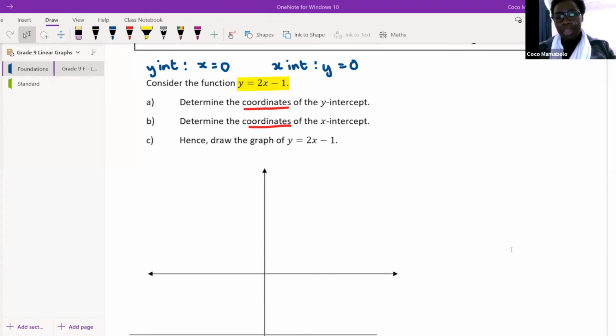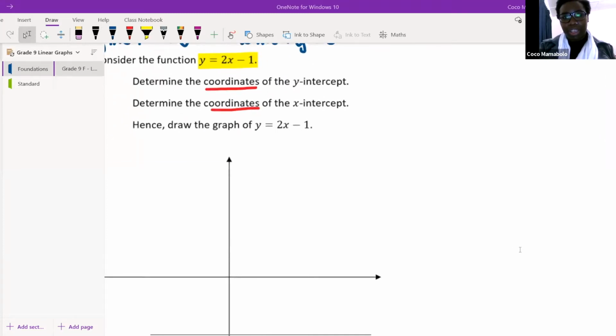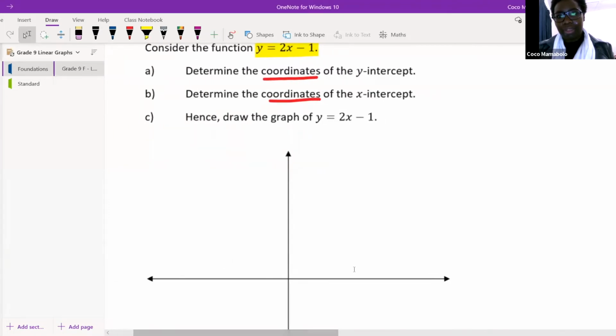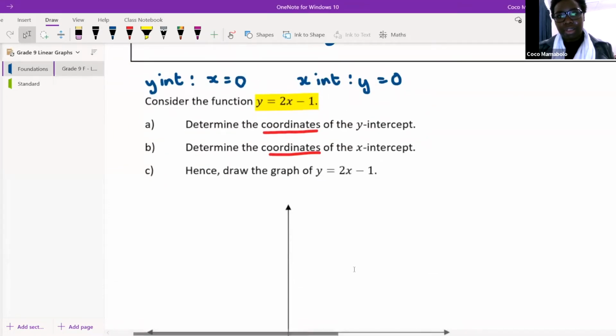Somebody's asking, ma'am, can you zoom in a little? Let me see if I can. There we can. Okay. Is that better? I hope that's better. Sisipo, I hope that you can see that a lot better. Awesome. Okay. All right. And unfortunately, our time is up.